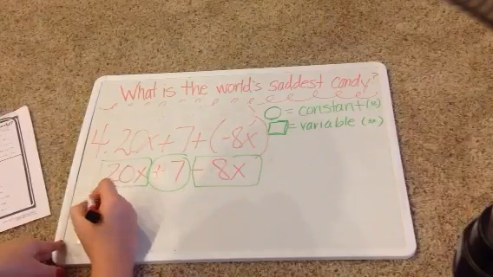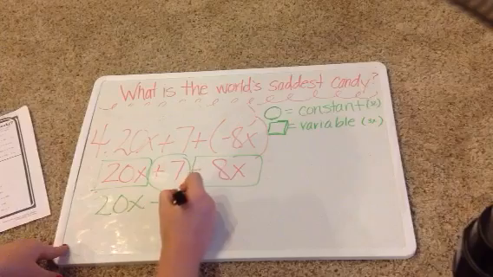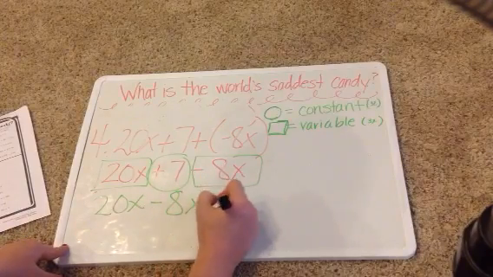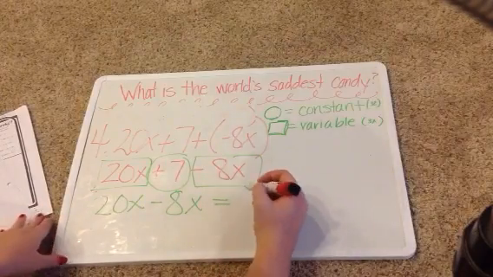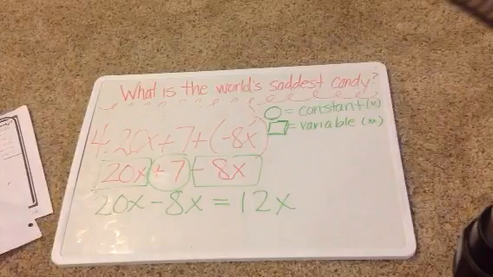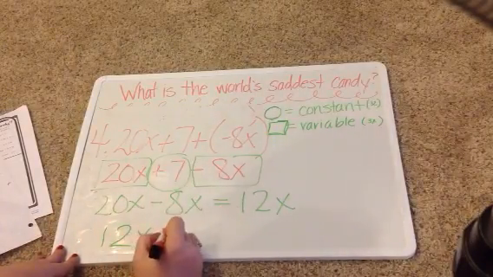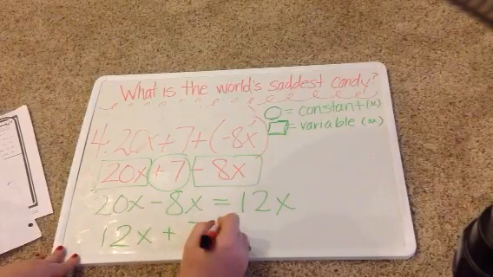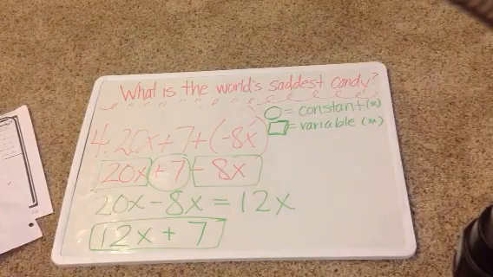So let's go ahead and write out our work that we're going to do in our brains here. So we have 20x minus 8x, which is going to equal a positive 12x. So we wrote out that work. We know 12x is going to be here. And we need to bring down our constant, which is plus 7. So that's going to be our final answer for that.